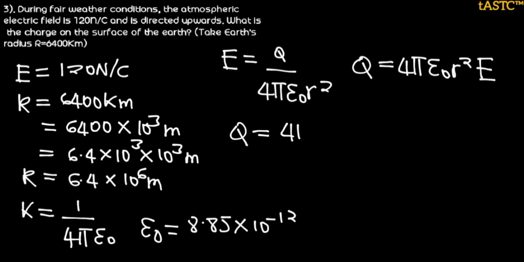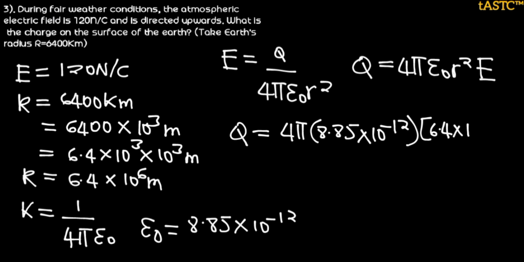So that is going to be 4 pi multiplied by 8.85 multiplied by 10 to the negative 12. This is multiplied by R squared. Now R is 6.4 multiplied by 10 to the power of 6, and this has got to be squared. And then we got to multiply that by 120.